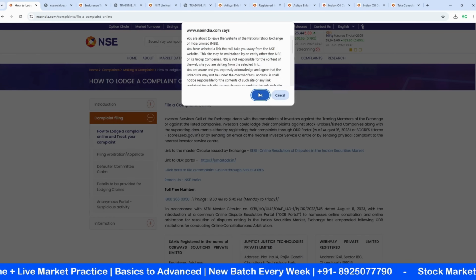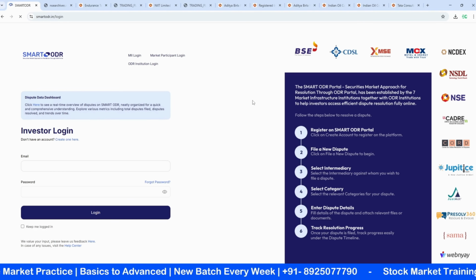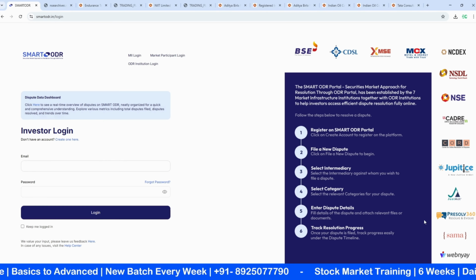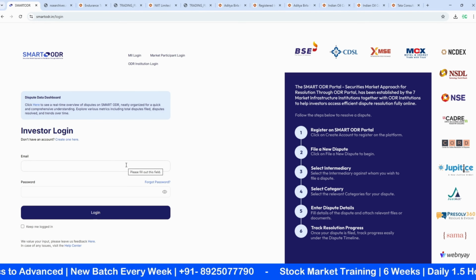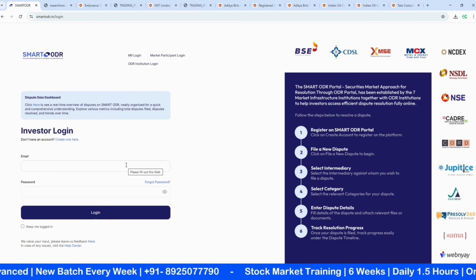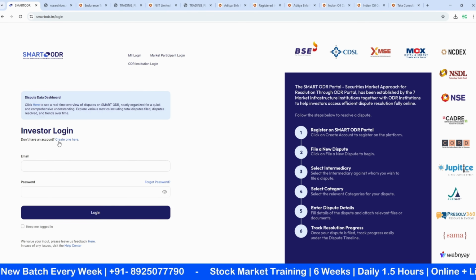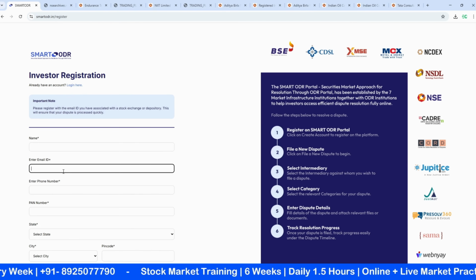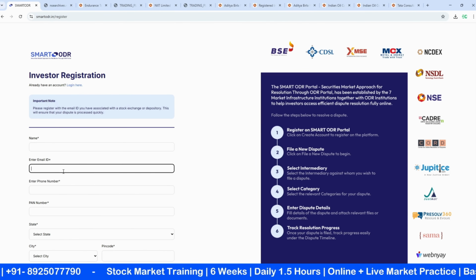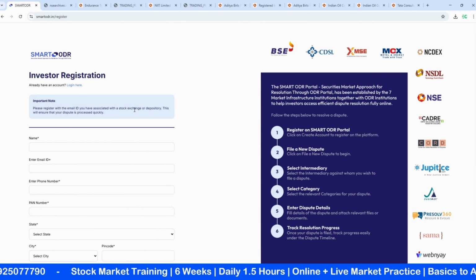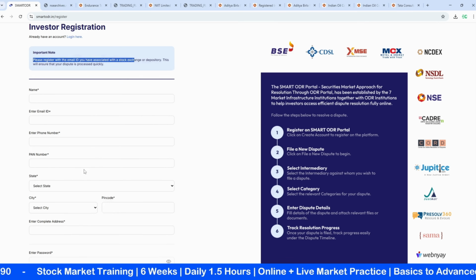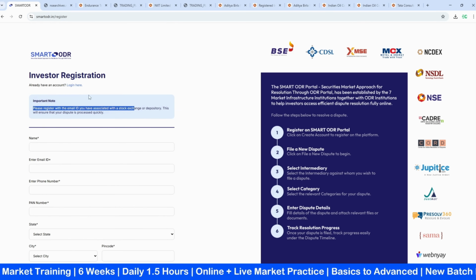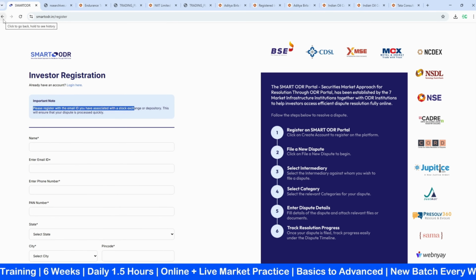If you click onto Smart ODR, it will take you to a third-party website, Smart ODR. Here you have a lot of associated parties, but if you want to raise a complaint, you need to have an account. So if you want to create an account, create one here. If you click here, it will ask your name, email address. Make sure that you give an email address which is associated with the stock exchange that is mentioned here, and then your phone number, PAN number, and everything. This requires your details while you raise your complaint.